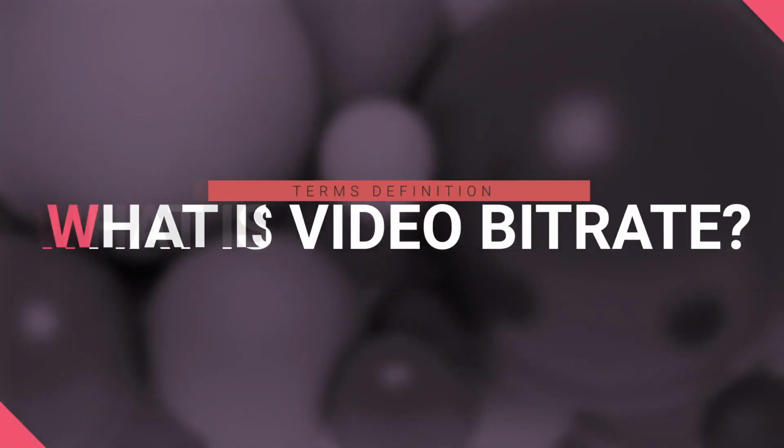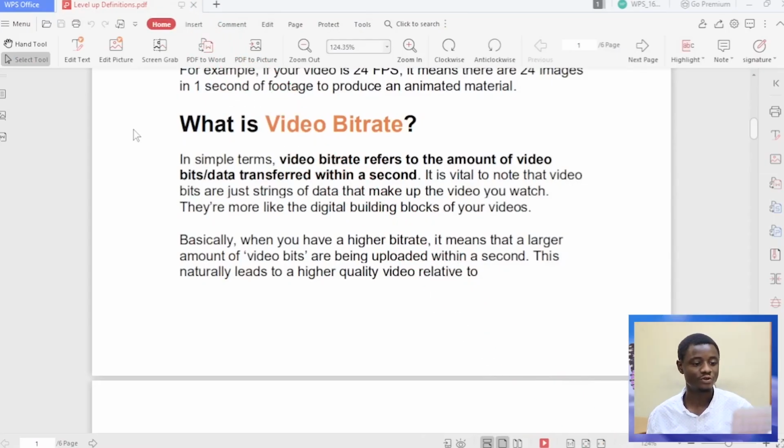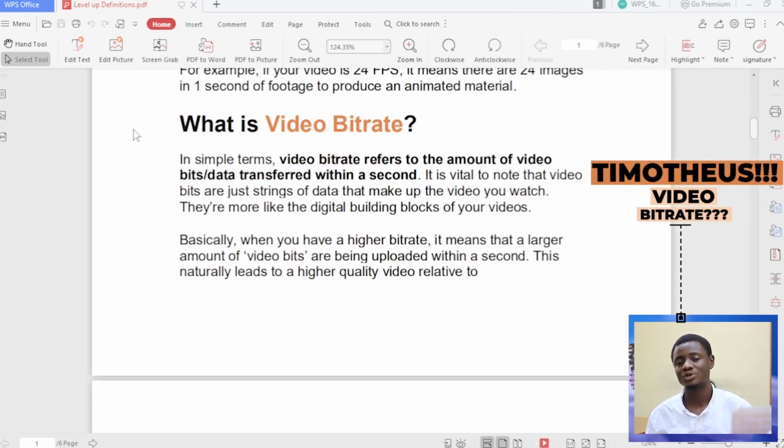So we're going to be looking at what is video bitrate, another important term. In simple terms, video bitrate refers to the amount of video bits data transferred within a second. It is vital to note that video bits are just strings of data that make up the video you watch. They are more like the digital building blocks of your video. Basically, when you have a higher bitrate, it means a larger amount of video bits is being uploaded within a second.